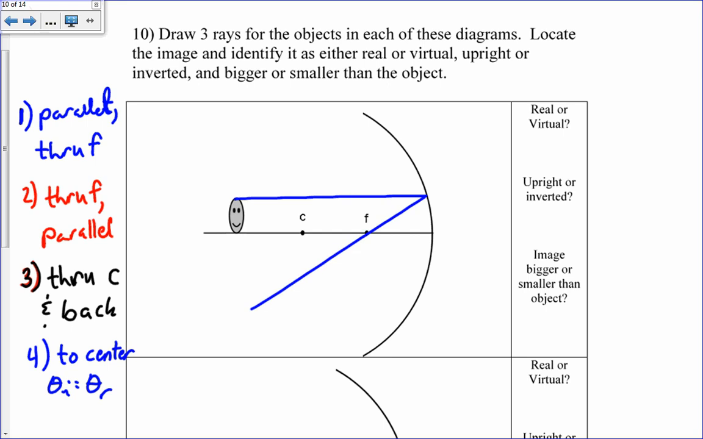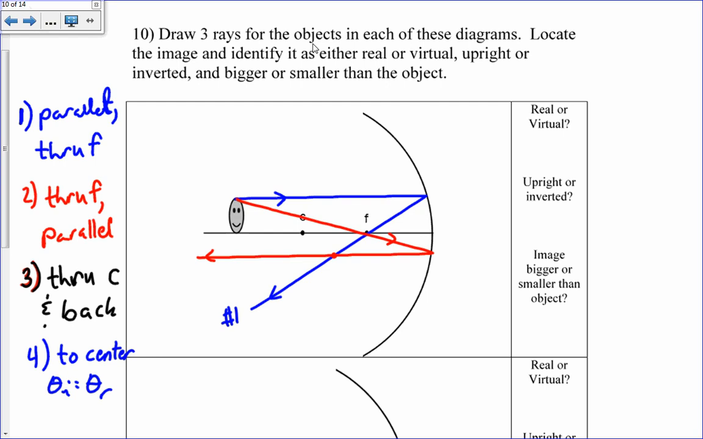Parallel to the axis through the focal point. That's number 1. Number 2 is through the focal point and parallel to the axis. All right, I already know now where the image is going to be. It's going to be where these 2 rays cross. But let's go ahead and do the others.